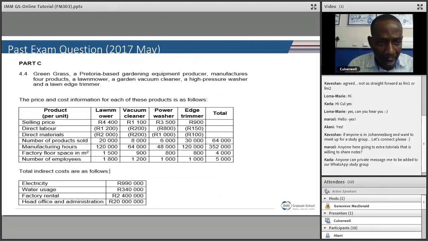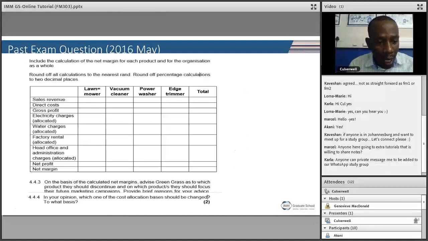So let me pick my sales revenue for lawnmower. I know that our selling price is 4,400 per unit. They gave us the number of products that we end up selling. So for lawnmower, we end up selling 20,000 lawnmowers. So I would say 4,400 times the 20,000 lawnmowers we sold to give me, pay attention to those zeros, 88 million. So I will come to my suggested formula. I will put 88 million on the lawnmower for sales.